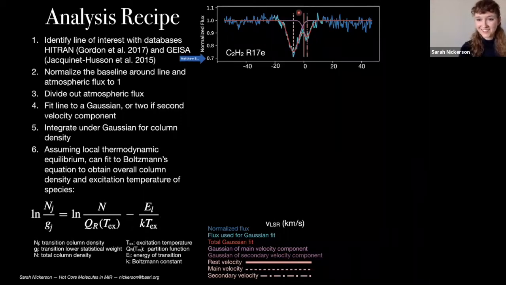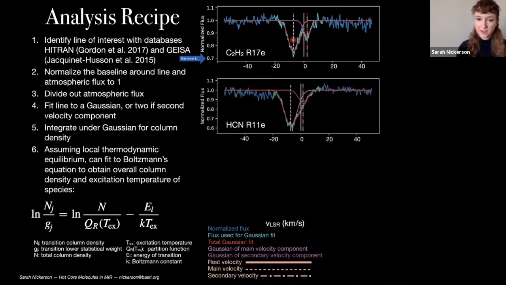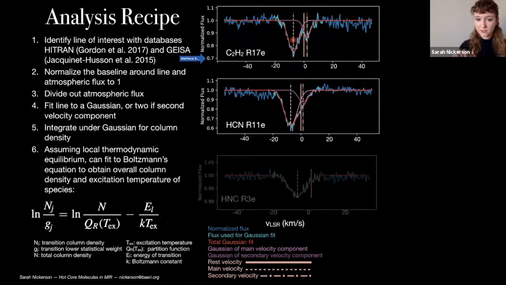Okay, anyways, and so the dashed line is the main velocity component at about -7 kilometers per second. And then the dashed data line is the velocity component of the secondary line. So also going to HCN, we're seeing a similar story. The secondary velocity component is a bit less separated, a bit less resolved, but we also see it at about the same velocity. And the main velocity component has the same velocity.